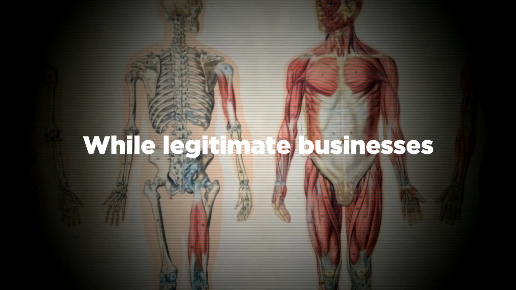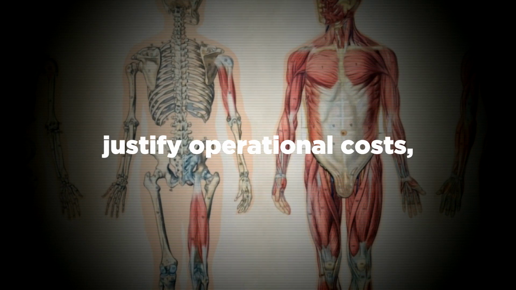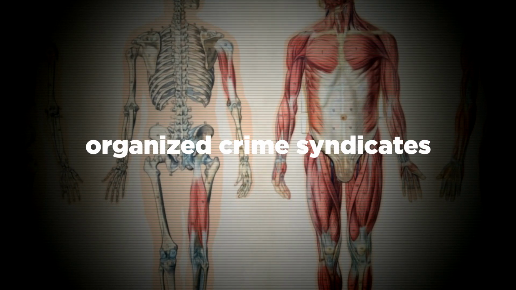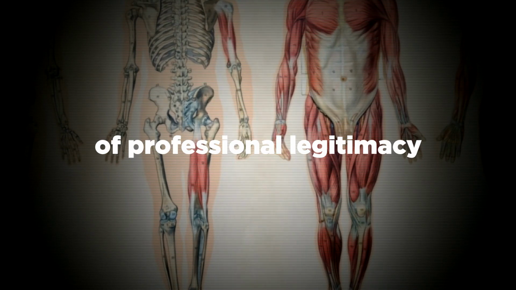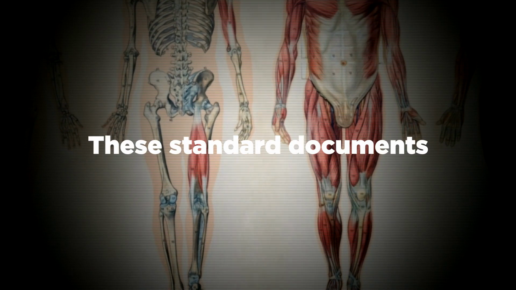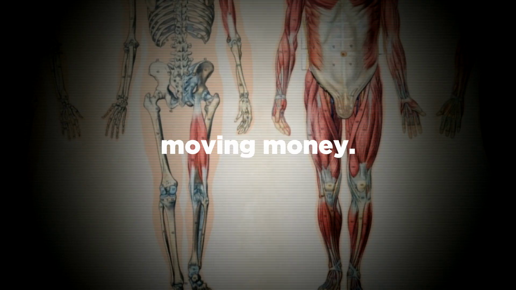In international finance, some loopholes are so remarkably simple that they bypass even the most rigorous audits. By duplicating paper trails, crime syndicates move billions across borders undetected. While legitimate businesses need invoices to justify operational costs, organized crime syndicates use them to create a veneer of professional legitimacy for illicit cash. These standard documents act as the perfect mask for moving money.